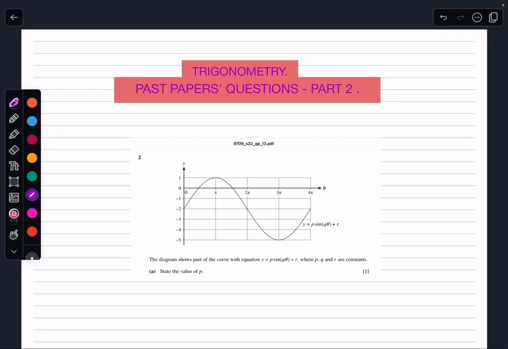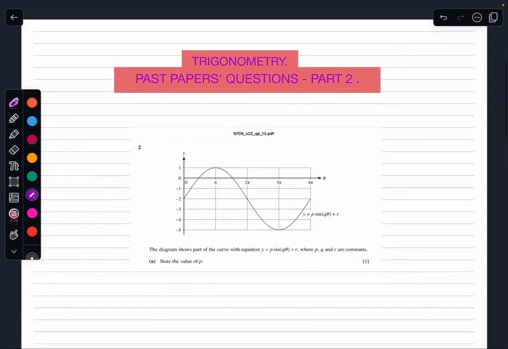And this video is for trigonometry past papers questions, and it is part 2 of the past papers questions. The question that I have chosen is from summer 2022, paper 1, variant 3, question number 2 in the paper. It says the diagram shows part of the curve with equation y equals p sine q theta plus r, where p, q and r are constants, and we have to state the value of p here.